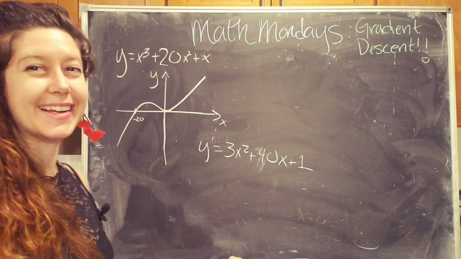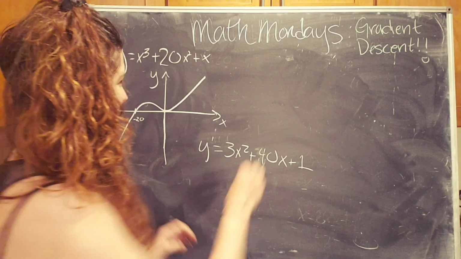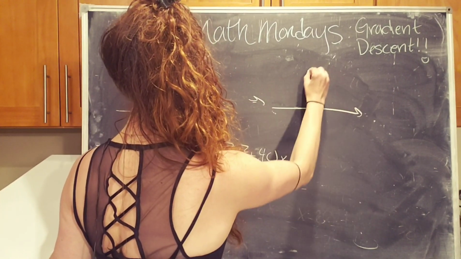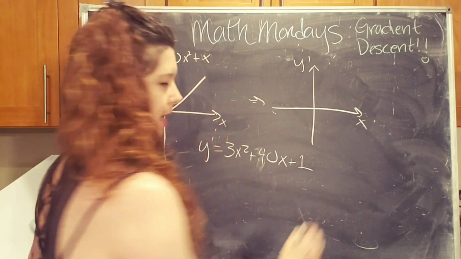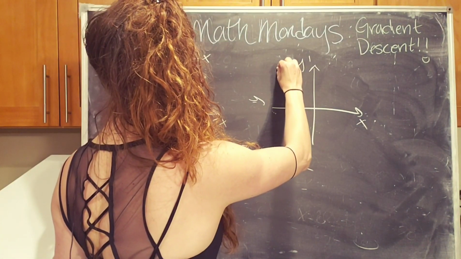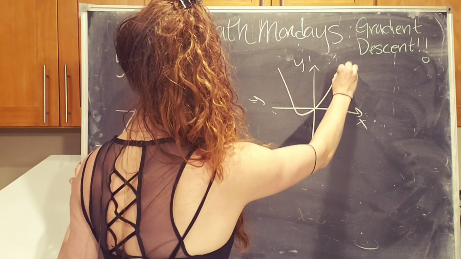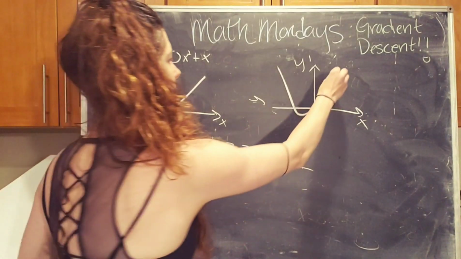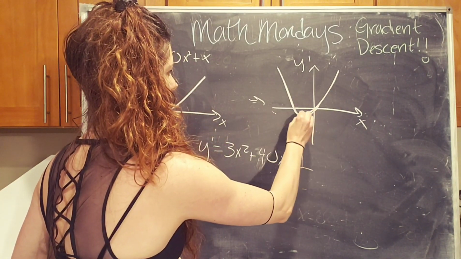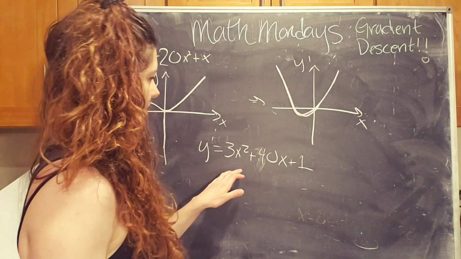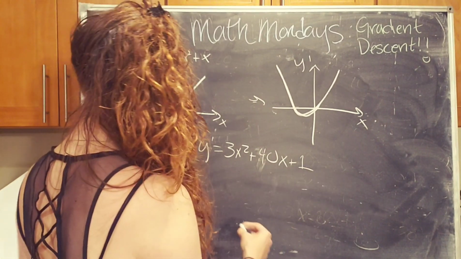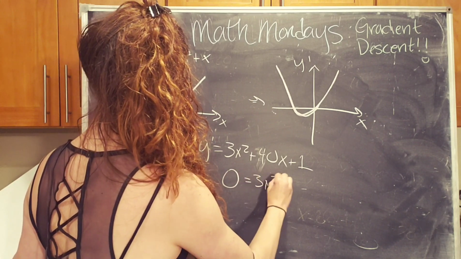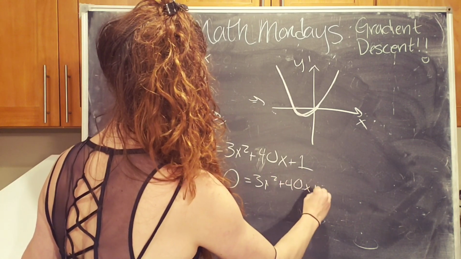Now I don't want to plot this by hand, so I made it earlier. When I graph y prime over x, I get a parabola like that. That's a little funky, but hopefully you get the picture. So this is a bit of a different situation, because now when we set this equal to 0, this is going to be a huge pain to solve. So 0 equals 3x squared plus 40x plus 1.